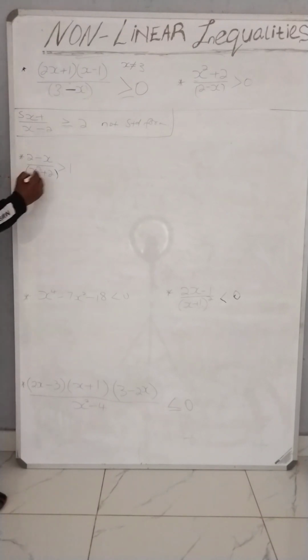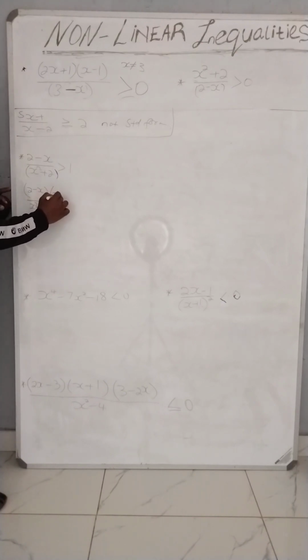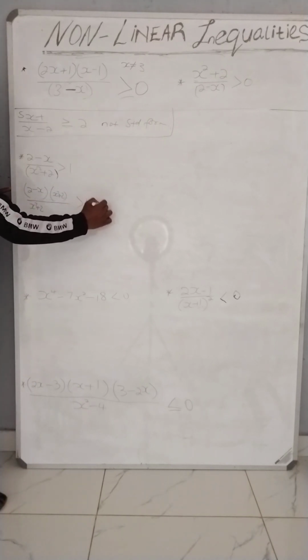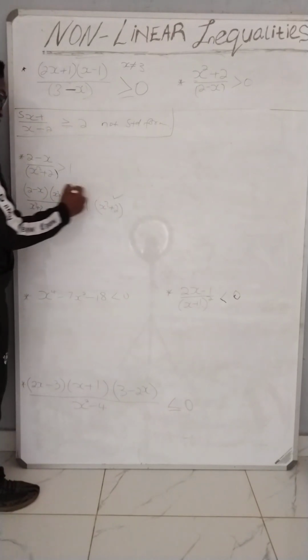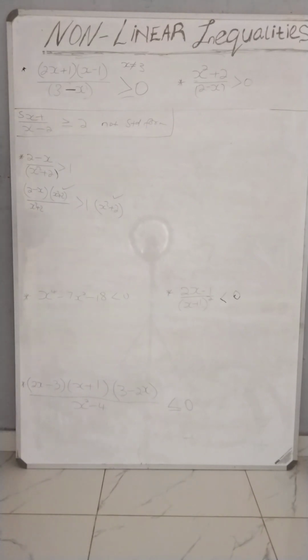So if you multiply the left and the right hand side with this, you'll have (2 minus x) over (x squared plus 2), multiplied by x squared plus 2, is greater than 1 into x squared plus 2. You multiply the left and the right side with the same factor, so your sign remains the same because you know that this is positive. You don't change the sign. So this therefore cancels that, okay, and then you remain with that.